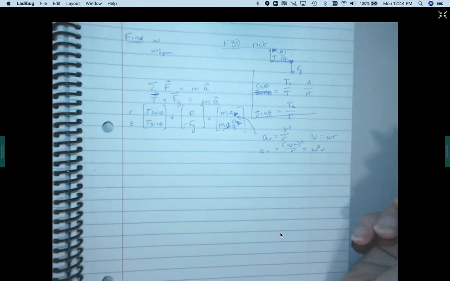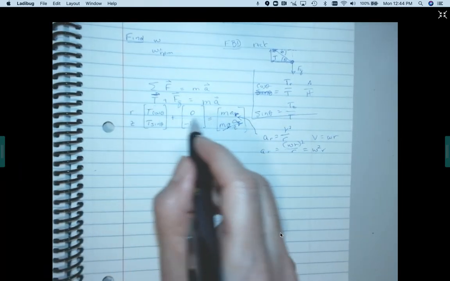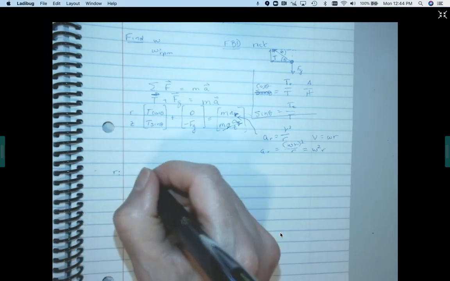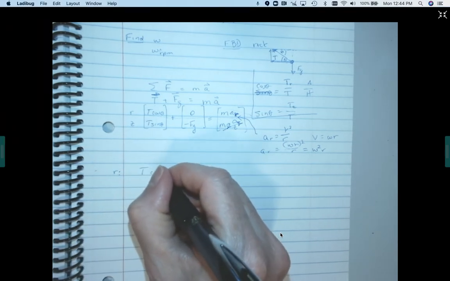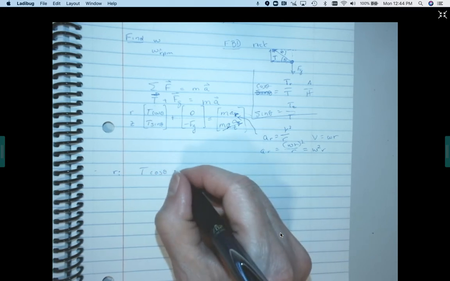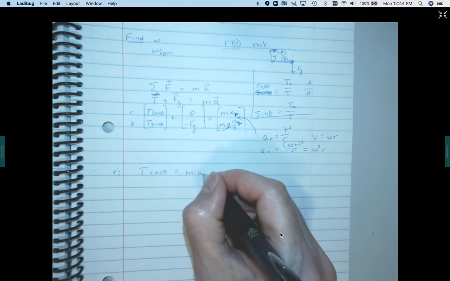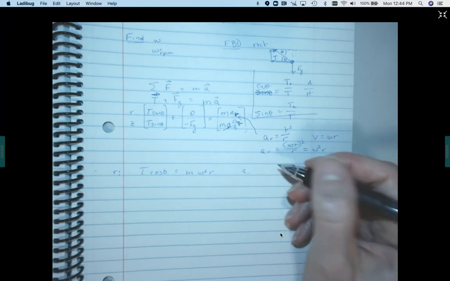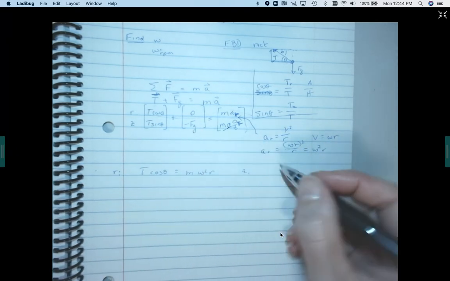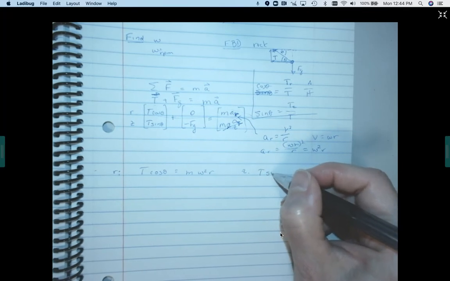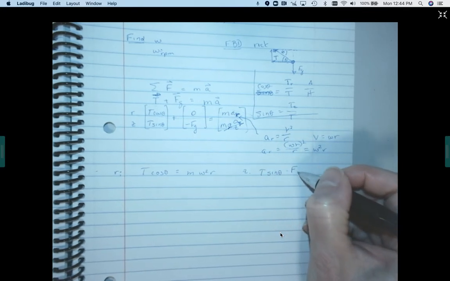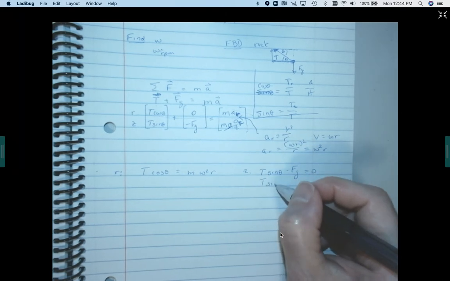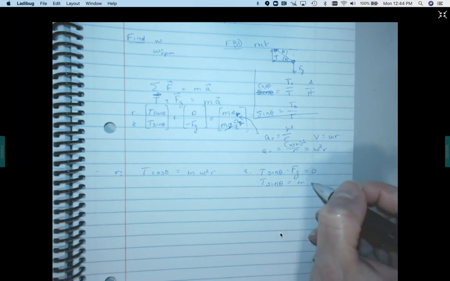Okay, so let's write our equations out now. We're going to pull out our radial equations, ignore the dogs next door. I try to ignore them, but they do get to be a little bit annoying. T cos theta equals m omega squared r. Okay, and then our z equation is T sine theta minus Fg equals 0. Okay, so T sine theta equals mg on that side.